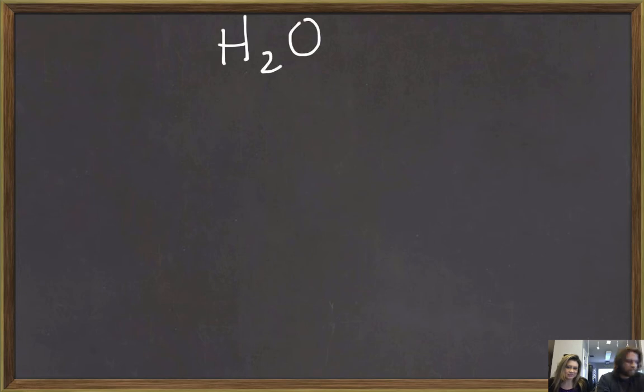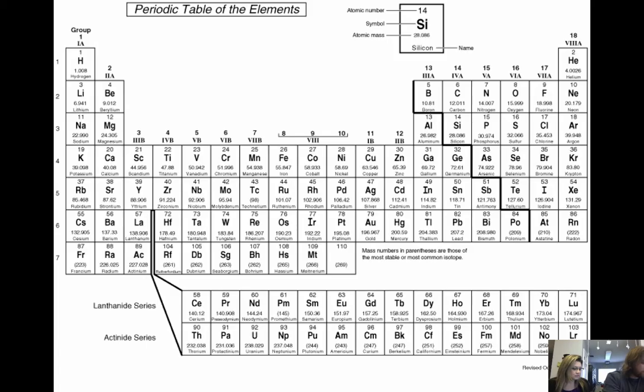H2O. If I want to find the molar mass of H2O, I first need to figure out how many atoms of each element there are in this compound. Can you help me out with that? Sure. I see 2 hydrogens and 1 oxygen. Now I need to go to the periodic table to find the mass for each of those. Okay, let's do that.